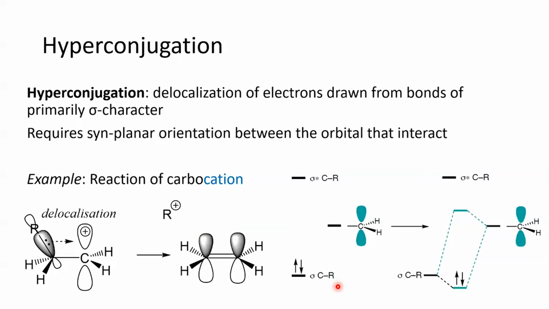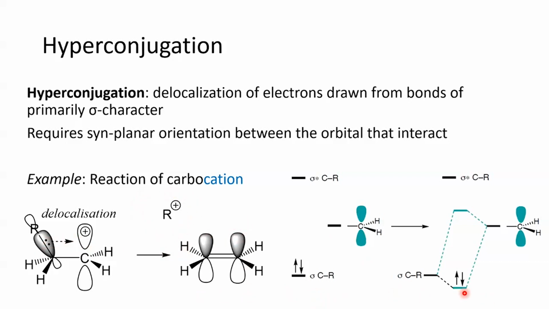In the last video, we briefly talked about hyperconjugation, which is delocalization of electrons drawn from a sigma bond of some sort of leaving group that's adjacent to a carbocation in a syn-plane orientation. Provided these two orbitals are correctly aligned, the electrons are delocalized over both, meaning that they can slip across to form this new double bond, releasing the R group.